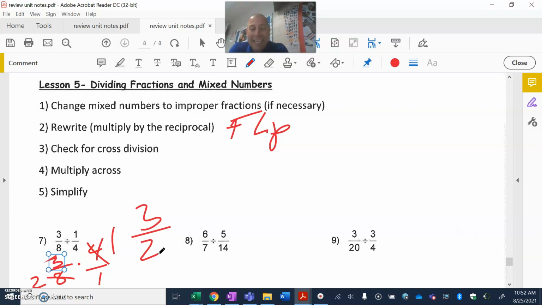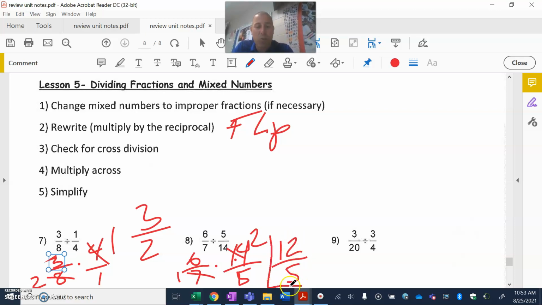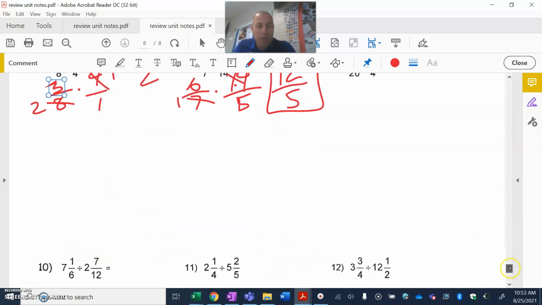All right, so again, we leave that first fraction alone. We rewrite by multiplying by the reciprocal, and then we're all about the cross division here again. The 7 and the 14 on the diagonal, we can divide by a 7. So 7 divided by 7 is a 1, 14 divided by 7 is a 2. I can't do anything with that 6 and that 5, so we just have to leave it alone and multiply across. So 12/5. Again, can't divide 12 and 5 by anyone, so we're done. Again, the cross division will help out with the simplifying. All right, let's move on down here and see who else.